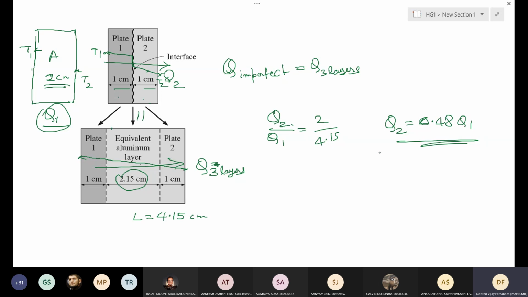Usually we go for insulation, multi-layered insulation. So our aim is to reduce the rate of heat transfer. By assuming this perfect thermal contact, we overestimate the rate of heat transfer. So no problem, because the actual interface offers more resistance, so the actual heat transfer will be less than our estimation.